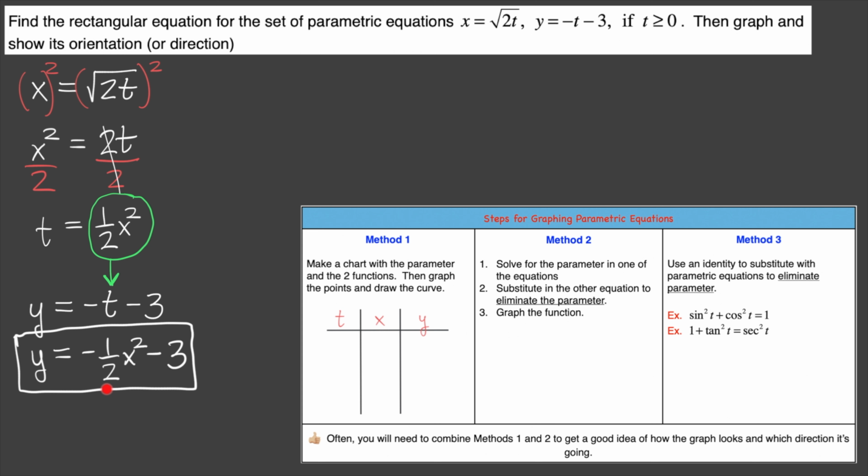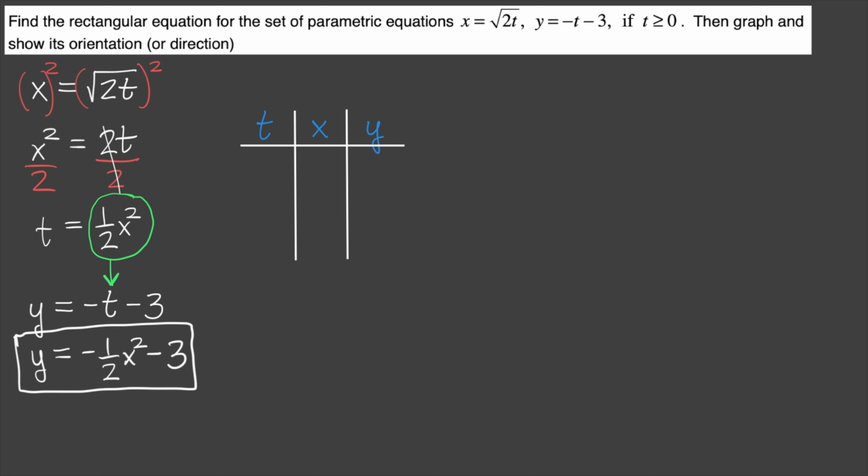This here is a parabola because we have an x squared, or a quadratic equation. Okay, so now let's go ahead and graph this. We're going to use our t chart here to graph. I'm going to erase this chart here so we have room to work with. Let's bring up our chart here.